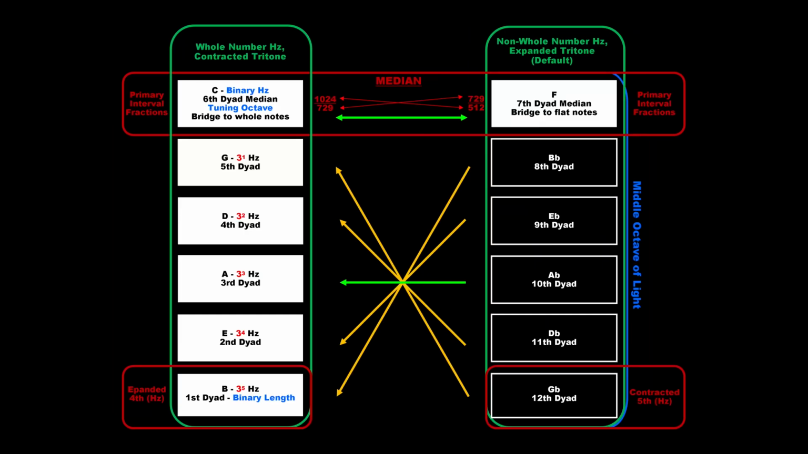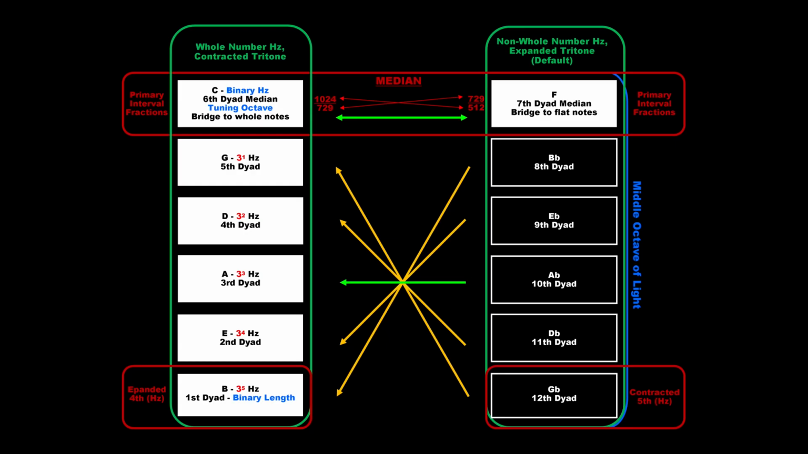All right, here we have the actual structure of Pythagorean tuning as I have laid it out. And what we see here is two columns that I've circled in green. The column on the left is all of the white tones that generate whole numbers and share the offset tritone. The column on the right contains all of the black keys, as well as all of the keys that generate non-whole number hertz and share the default tritone.